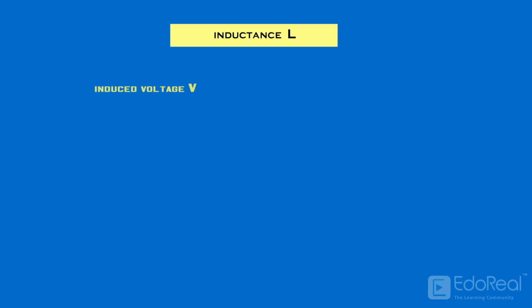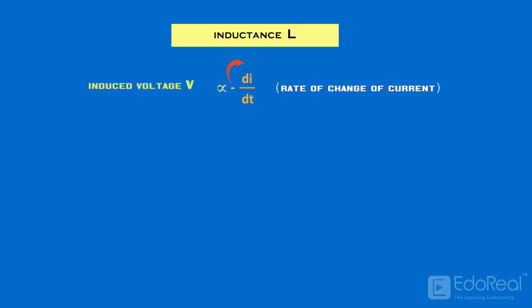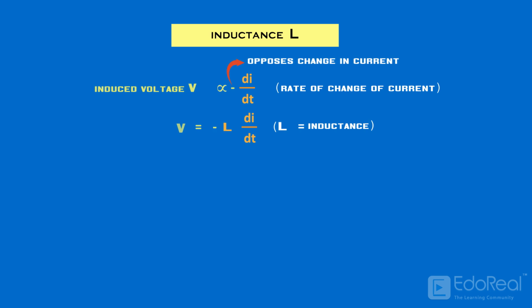The induced voltage across the inductor is directly proportional to the rate of change in current across the inductor. The negative sign indicates the induced voltage opposes the change in current. Here, L is called inductance. Inductance is the tendency of an inductor to oppose a change in the current through it.